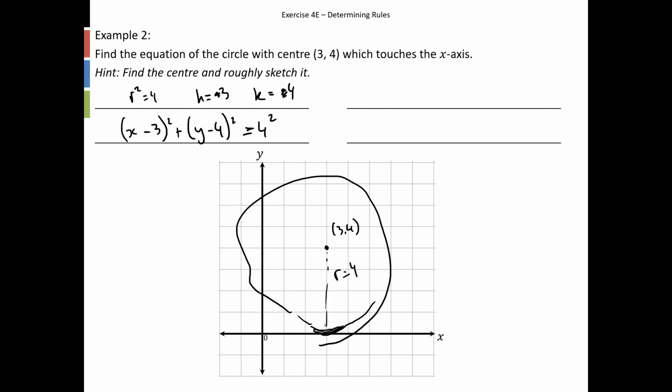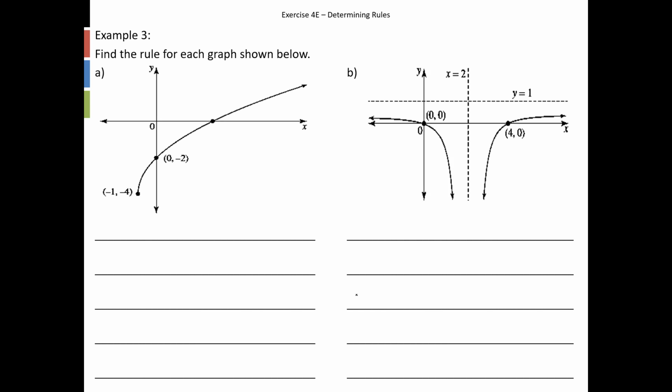If it said passes through and it just said pass through the y-axis, it's passing through somewhere over here. Unless you're actually given the coordinates of this point, you can't assume where it is on this y-axis, which will change the radius length. So that's why you have to be really careful if it's saying touching or passing through.